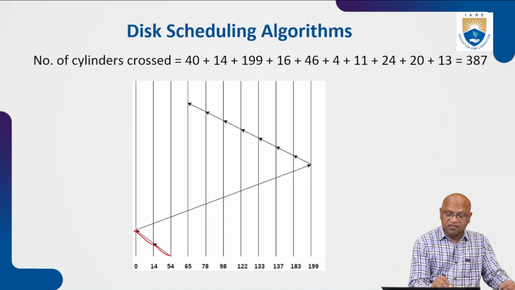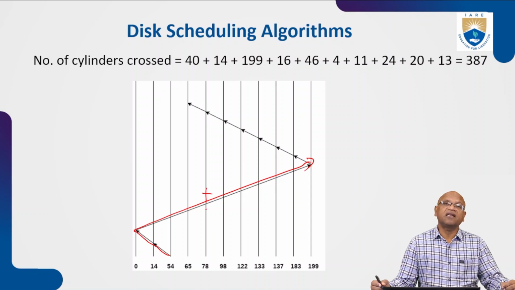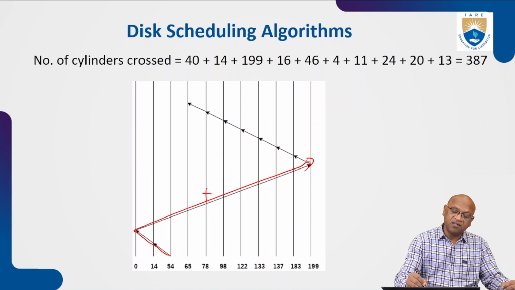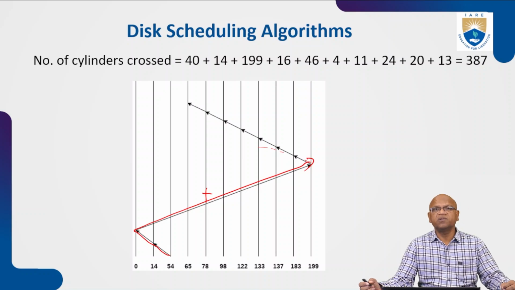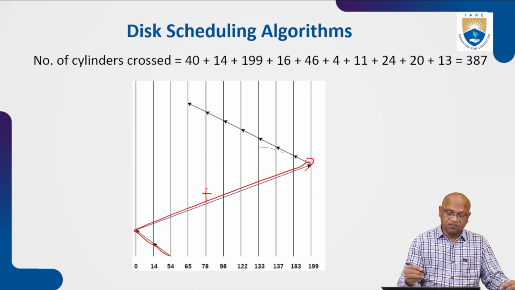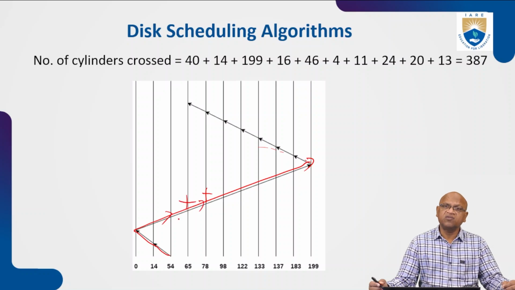In the reverse direction it will jump straight away to the last track, but it won't serve any tracks. It won't serve anything. It won't touch. So now, from coming here, it will start serving the request tracks. This is the only difference between SCAN and C-SCAN. In SCAN, it used to serve in this direction also, whereas it won't serve in C-SCAN. This is the only difference.